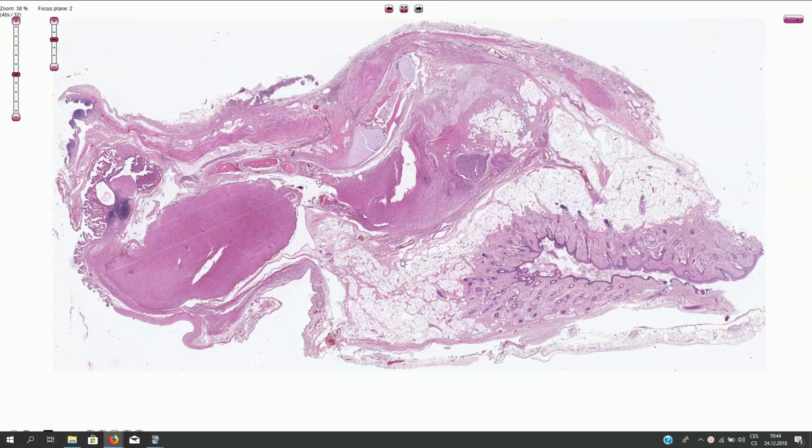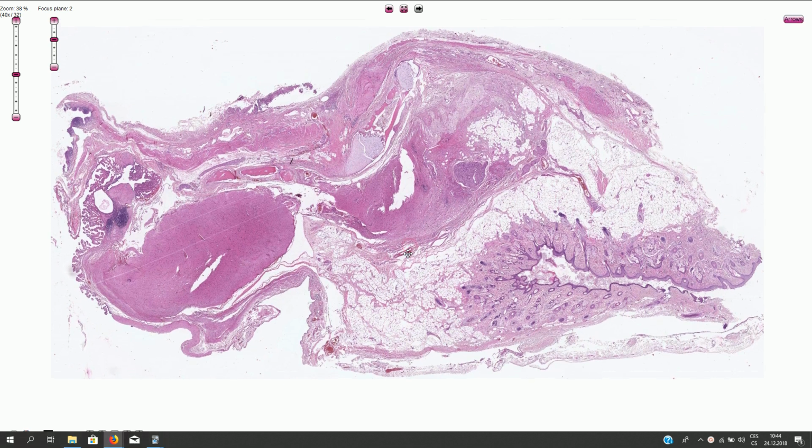This is an example of ovarian mature teratoma. It is a mature germ cell tumor which is often composed of structures from all three germ cell layers, so ectoderm, mesoderm, and endoderm. It is a very common ovarian tumor, and if it is mature and if it is not associated with malignant transformation of one of the components, then it is considered to be benign.